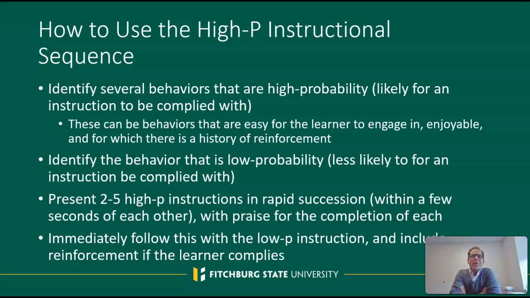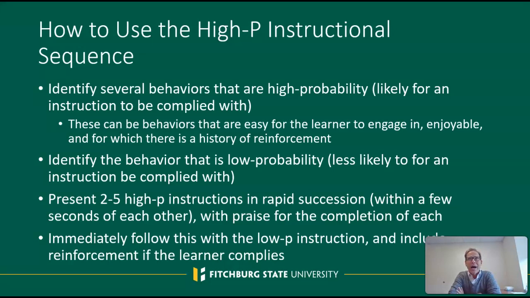So how do we go about using the high P instructional sequence? Well, first, we want to identify several behaviors that are high probability, that are likely to be complied with when an instruction is given. These can be behaviors that are easy for the learner to engage in, or enjoyable, and for which there's a history of reinforcement being provided when they are completed. Once we've identified these several high P behaviors, we want to identify the behavior that's low probability, which is the behavior that is less likely to occur when instruction is given, but that we want to have occur.